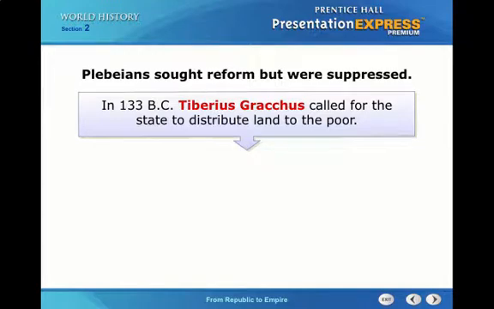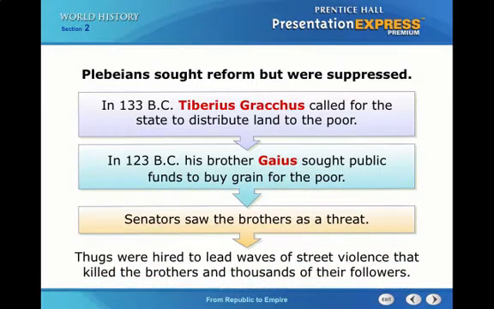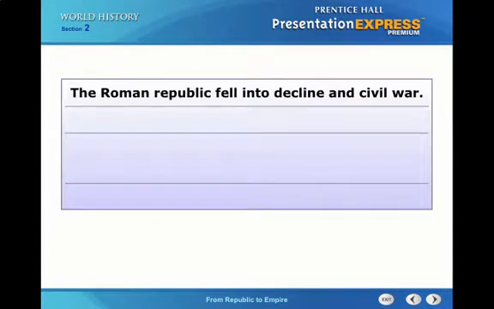So you see these two plebeians, Tiberius Gracchus, who calls for the state to give land to the poor, and his brother Gaius, who sought public funds to buy grain for the poor, trying to make reforms. The senators saw these brothers as threats, and so they ended up getting run out of town, and both of them end up being killed, along with 1,000 of their followers. So they try to fix these problems before they get too bad, but nobody wants to hear about it. They just want to put their head in the sand and pretend it's not going to happen.